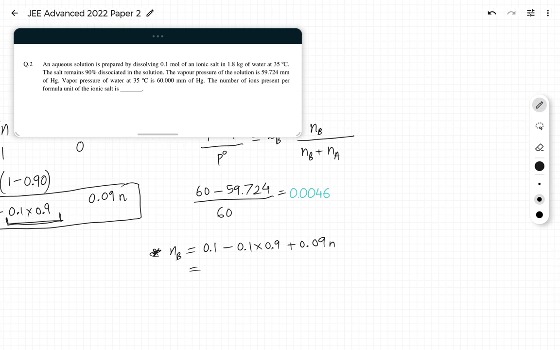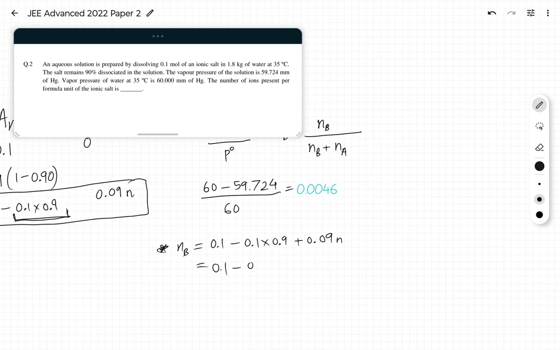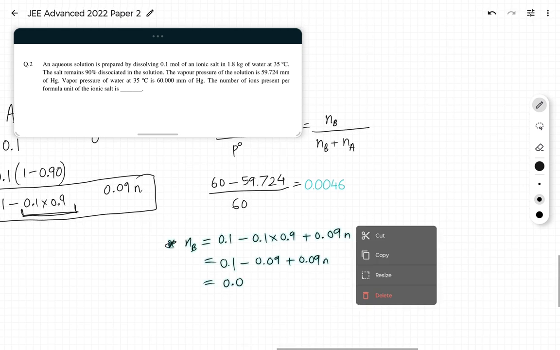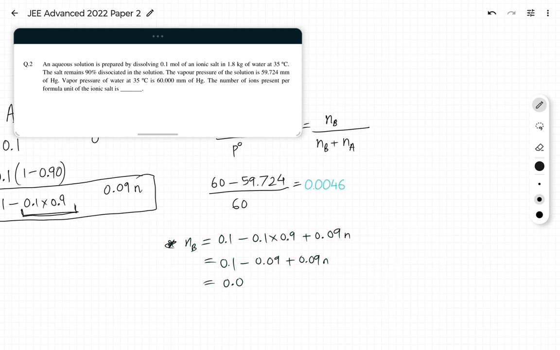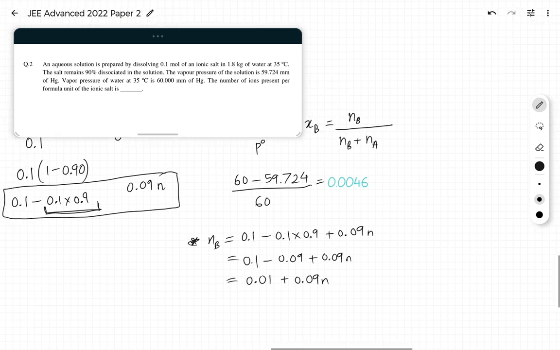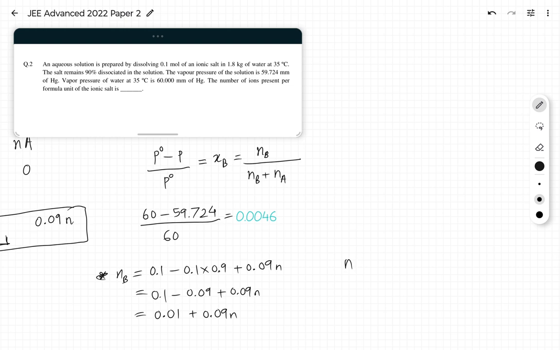Let's simplify this. We get 0.1 minus 0.09 plus 0.09 n, which is 0.01 plus 0.09 n, and NA is the number of moles of solvent, which is 1800 grams divided by 18 grams per mole, giving us 100 moles of water.